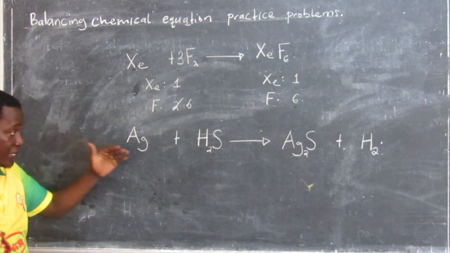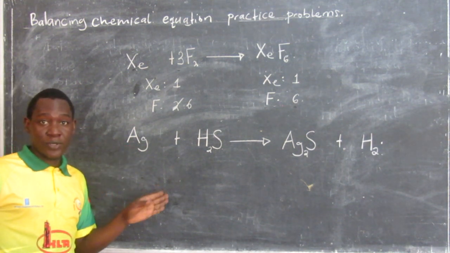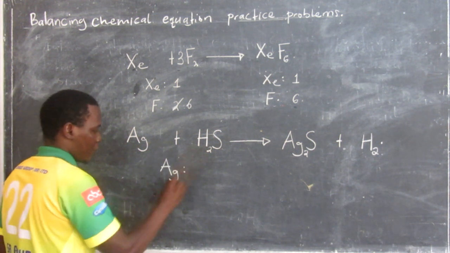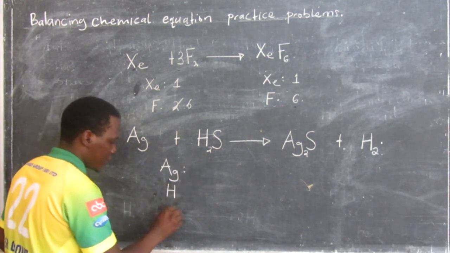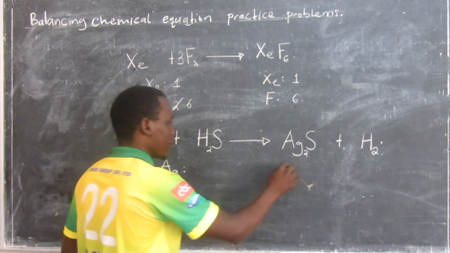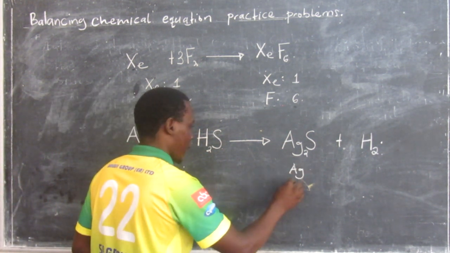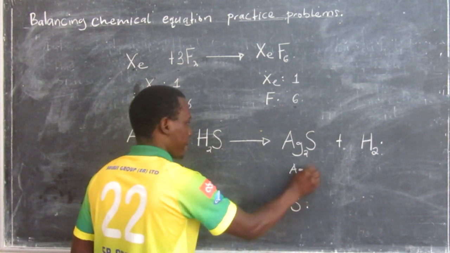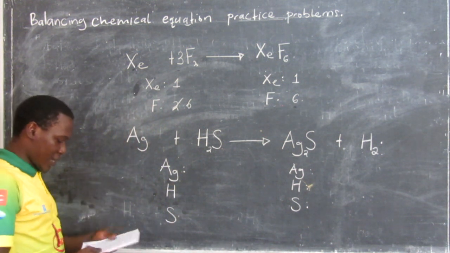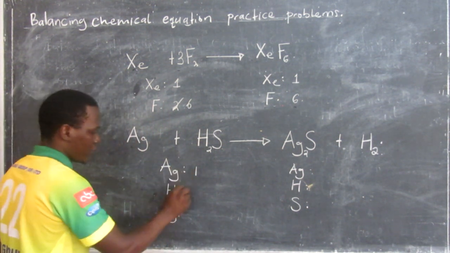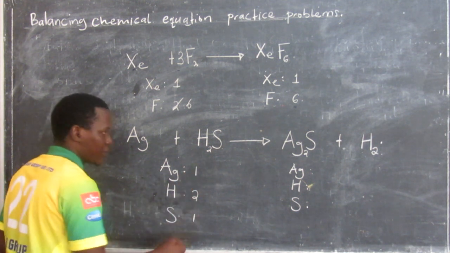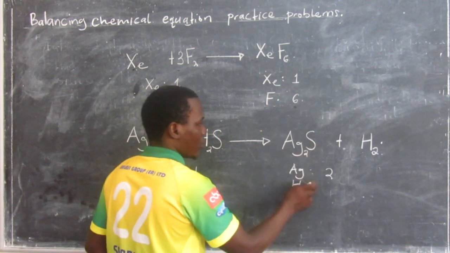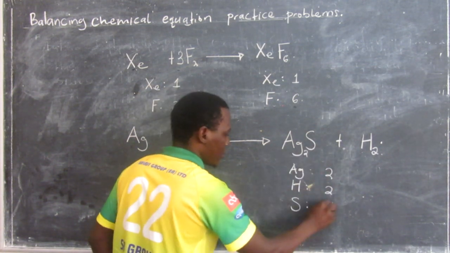We say that we start by writing atoms on both sides. Here we have silver, we have hydrogen, we have sulfur. The same thing here, we have silver, we have hydrogen, we have sulfur. We have one silver this side, we have 2 hydrogens, and we have 1 sulfur. This side we have 2 silvers, we have 2 hydrogens, and we have 1 sulfur.